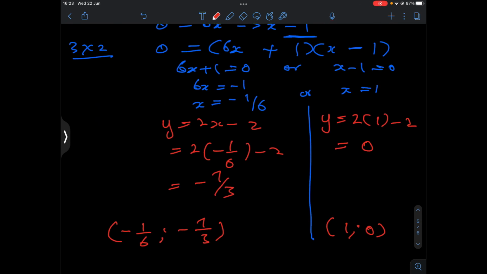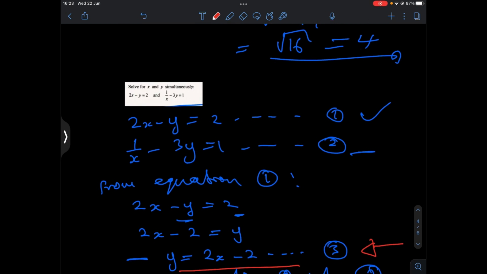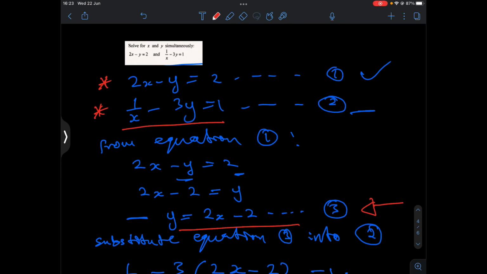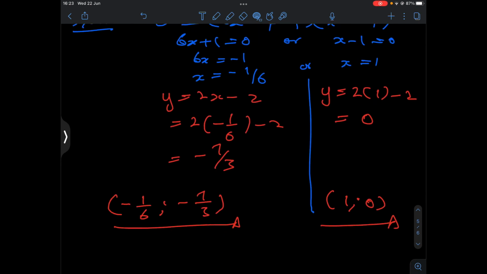So if you're not confident about your answers, you just want to verify if these are correct, we will substitute back into the original question. We can use this one to test, or you can also use this one. So let us go with this one and see if we get that answer when we substitute, if those solutions satisfy one of these equations.